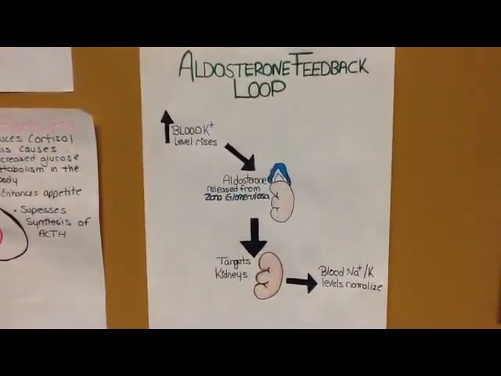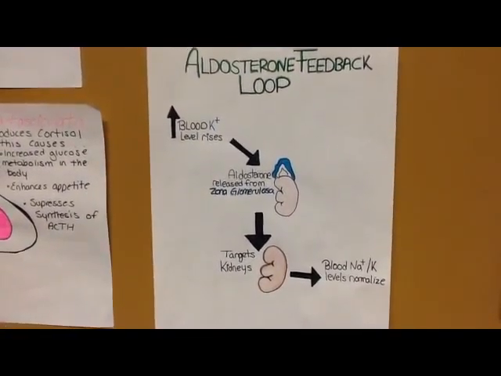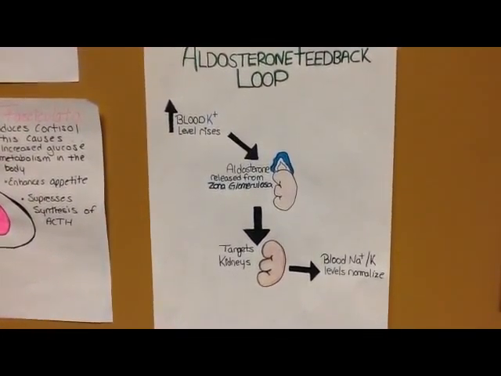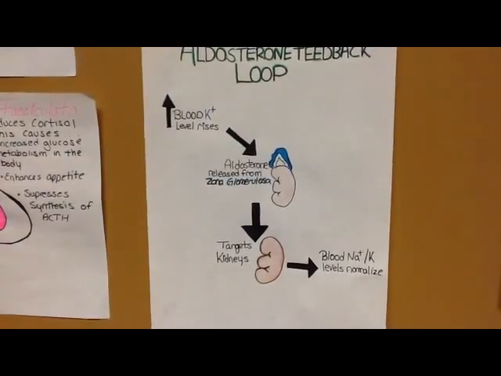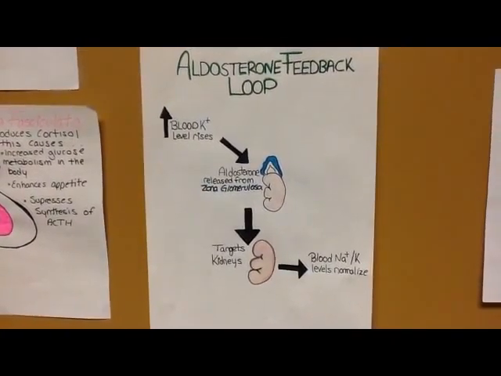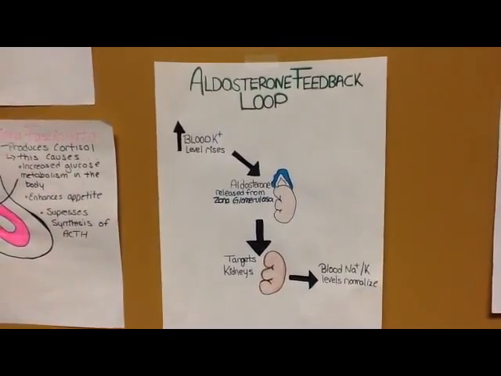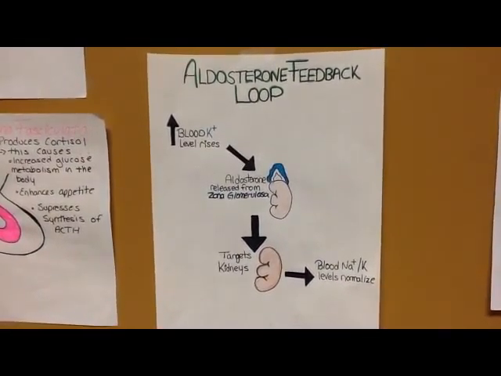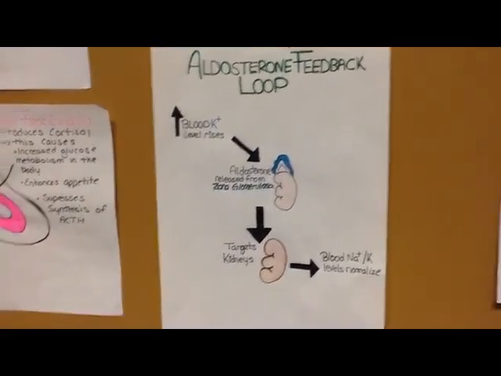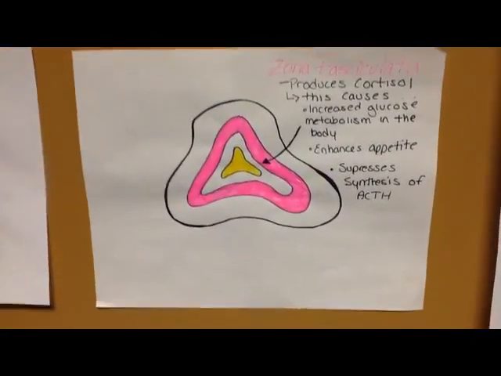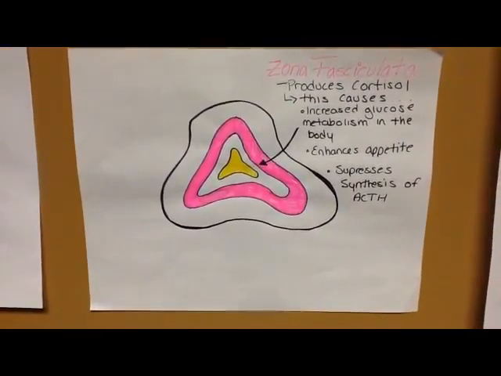Aldosterone feedback loop. Increase in potassium in the blood stimulates the zona glomerulosa to secrete aldosterone, which targets the kidneys. This increases the absorption of sodium and water and increases excretion of potassium. This leads sodium and potassium levels to normalize in the blood, and an increase in blood volume and blood pressure occurs. Zona fasciculata. The zona fasciculata produces cortisol.